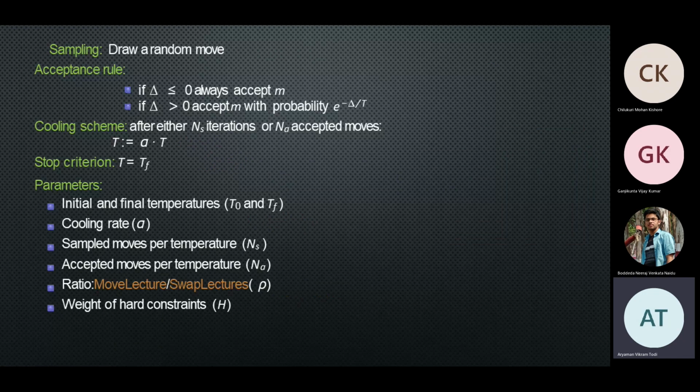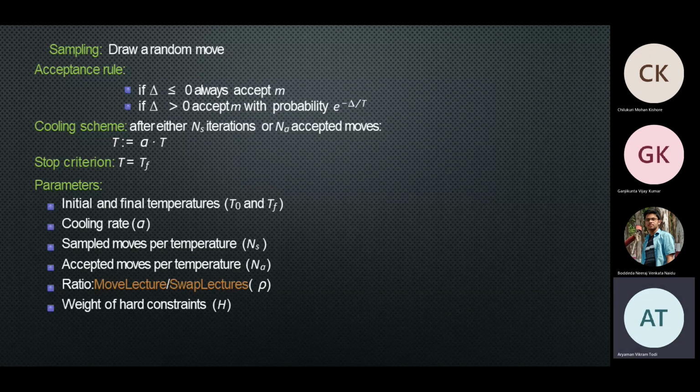So this is the same algorithm explained. Sampling is the process of picking a random move. Our acceptance rule is based on the increase or decrease of the energy in the neighboring states. Our cooling scheme here is a geometric progression, though it need not always be, depending on the problem structure. A stop criterion consists of either reaching the final temperature, and for each loop, crossing the accepted number of moves or the number of iterations per temperature.